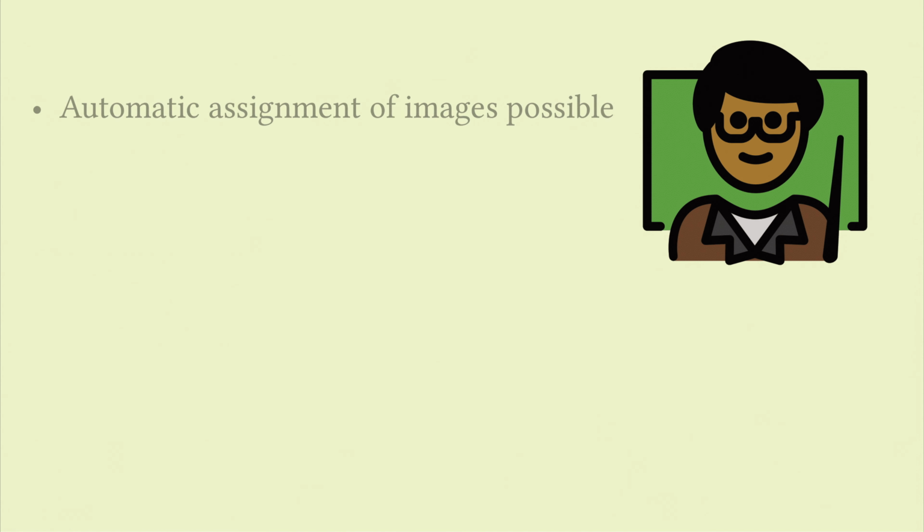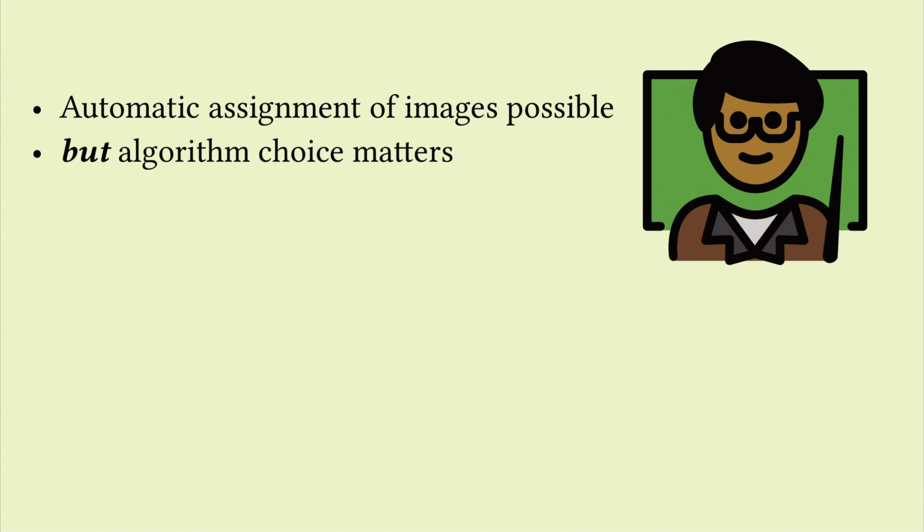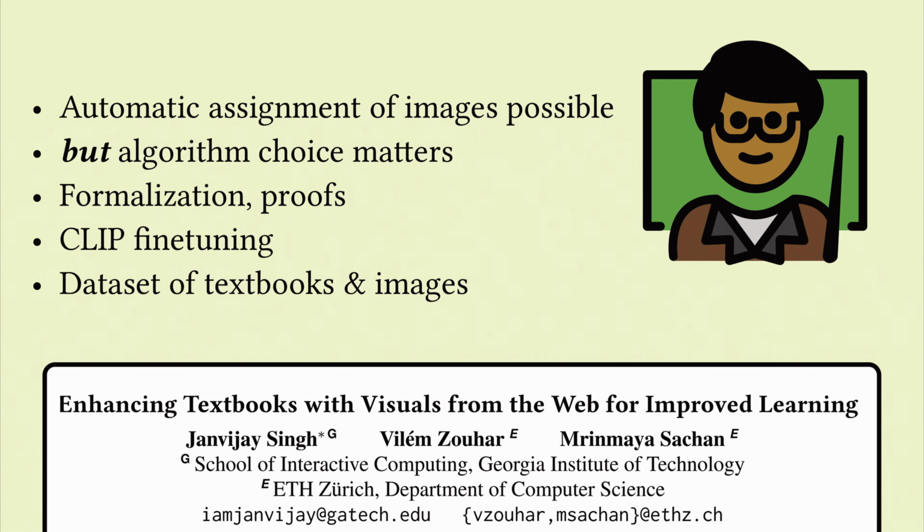Our work shows that the automatic assignment of images is possible, but the specific choice of optimization algorithm has a large impact on the types of images assigned. We further provide formulations and more experiments related to textbook enrichment. Most importantly, we release a data set of textbooks and images with the hope that it spurs more research into AI-enhanced textbooks. We welcome you to read the full paper, and we are happy to answer any questions related to textbook enrichment.